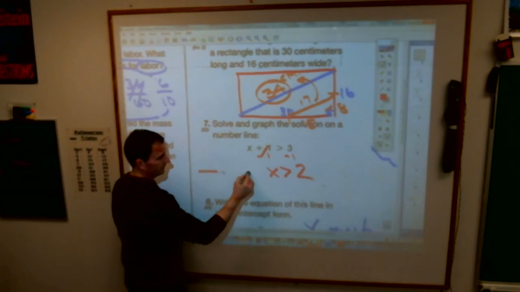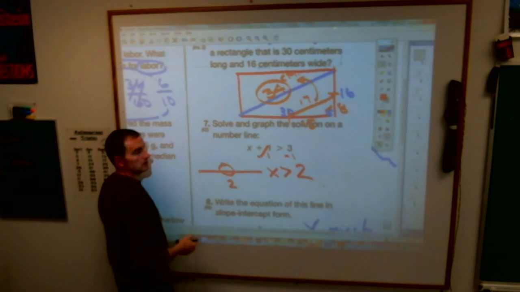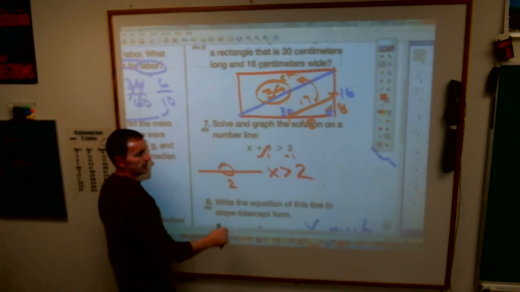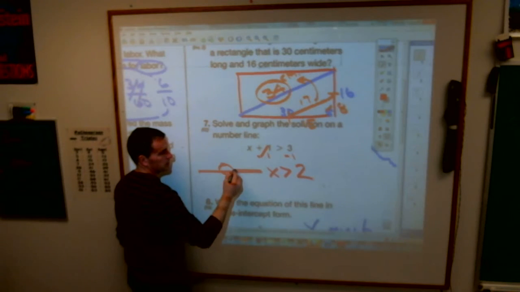And then to graph it, just put the 2 under there. Is it an open circle or a closed circle? Open. Why is it open? Because there's no equal sign. And it's all the numbers that are greater than 2, so it goes this direction.